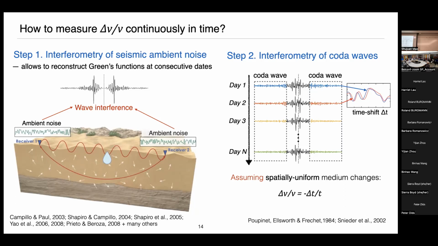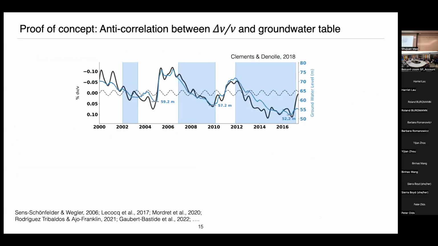And this idea has been applied in many geological settings, including aquifer monitoring in particular. For example, shown in this study or several other studies, they compared the delta V over V time series and the groundwater table. Here, the blue line is the groundwater table, and the black line is the opposite delta V over V, so it's plotted in reverse direction. They observed this evident anti-correlation between delta V over V and the groundwater table, which shows the proof of concept of using delta V over V to monitor groundwater storage.